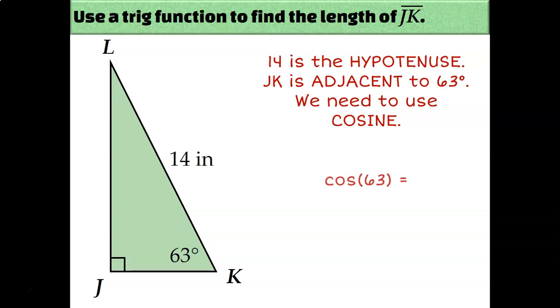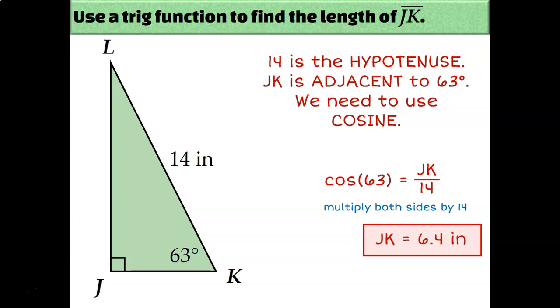So the equation that I'll write is this: cosine of the angle measure, so cosine of 63, equals adjacent over hypotenuse. The adjacent side is JK, that's what we're looking for, and the hypotenuse is 14. To solve, I'll multiply both sides by 14, so get out a calculator and type in 14 times cosine of 63. Again, be sure that you are in degree mode. Some calculators default to being in radian mode. We don't want radians, we want degrees. So making sure that you're in degree mode, type in 14 times cosine of 63, round to 1 decimal point, and we find out that the length of segment JK is about 6.4 inches.